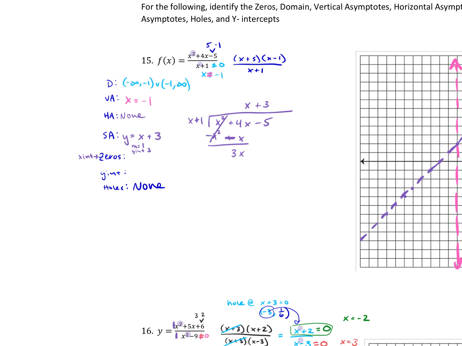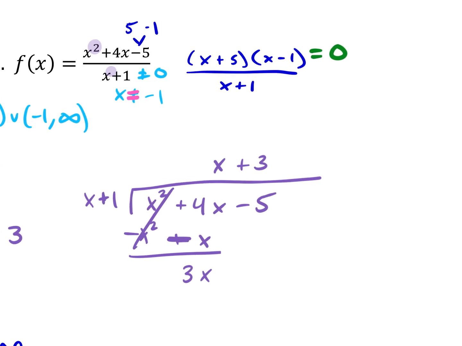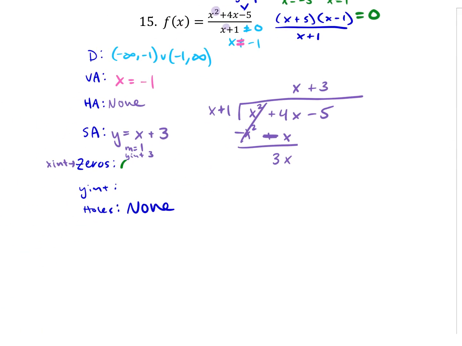All right, let's find our zeros. What would we do to find the zeros? Set the numerator equal to 0. So zeros are the same thing as our x-intercepts. We're just going to set the numerator equal to 0. I already factored it, so I did the first step for us. So we have x equals -5 and x equals 1. So this would be -5, 0 and 1, 0. So we have 2 zeros here.